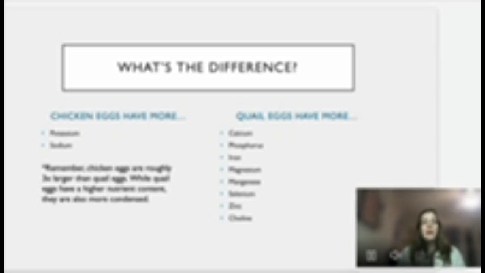So, quail eggs are a lot more nutrient dense compared to chicken eggs because they're about a third of the size. This means that you're still getting a lot of nutrients from both of them, but a lot more nutrients are packed into a smaller, more condensed area in quail eggs than they are in chicken eggs. So you're getting more bang for your buck essentially with quail eggs.